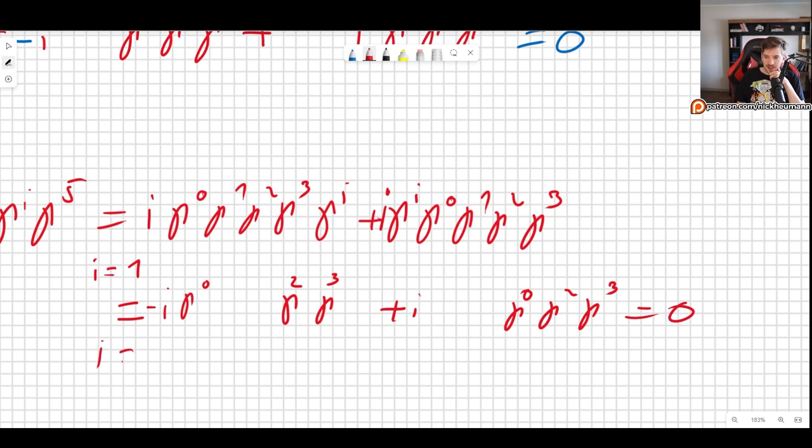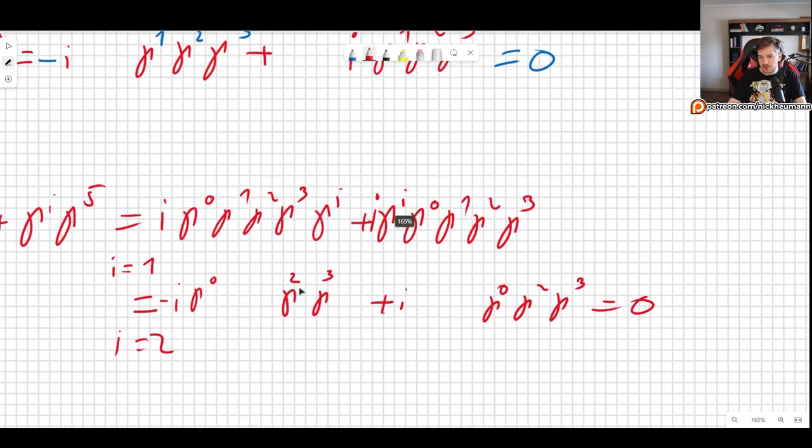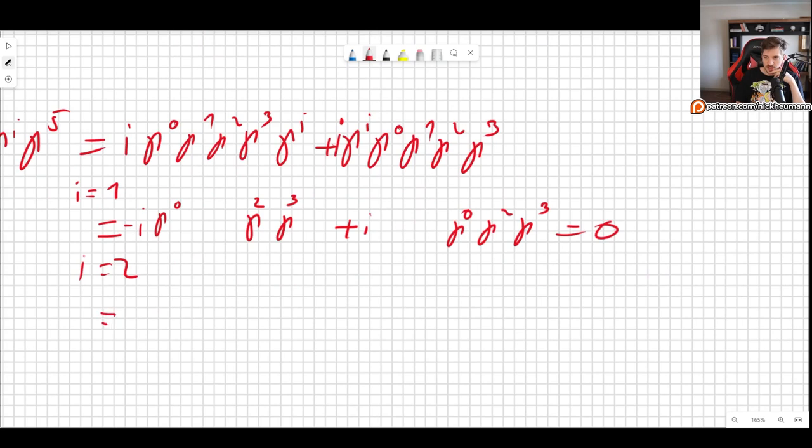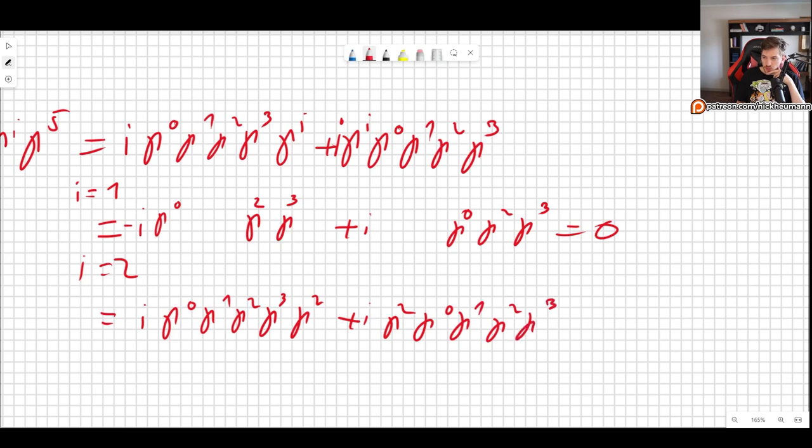In the case I is equal to 2, it's going to be the same thing. I'll just show you very quickly, to make sure that it is very clear. I gamma 0 gamma 1 gamma 2 gamma 3 gamma 2, plus I gamma 2 gamma 0 gamma 1 gamma 2 gamma 3. What I want you to be very clear on is that you can always do this. You can always just write down what I is. Don't get confused by the fact that you have those weird Greek or Latin indices.